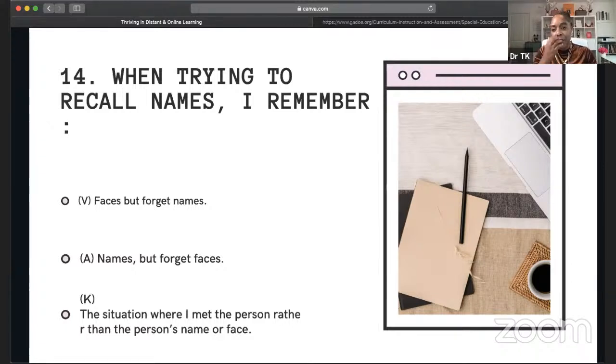So with this one, I know you can technically meet all three, but I would want you to think about which one dominates who you are. Do you usually remember faces more? Do you usually remember names more? Or do you usually remember, oh yeah, on the 4th of July at so-and-so's house, okay, I remember you, and then it comes back or something, right?